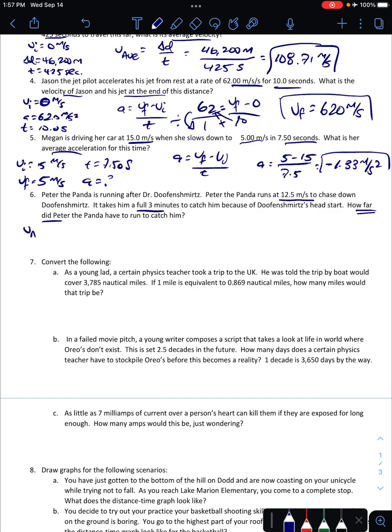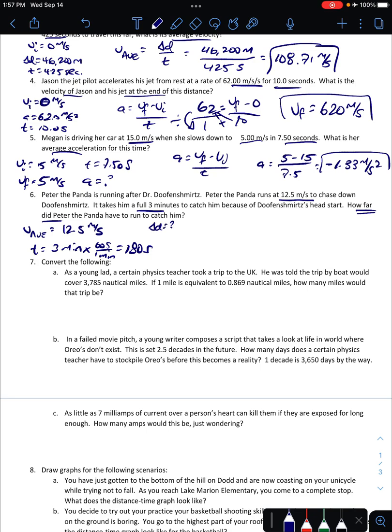All right, so our average velocity here, because it doesn't say anything different, is 12.5 meters per second. Our time here is 3 minutes. I already can see the problem there. Times 60 seconds in 1 minute, so that's going to be 180 seconds is how long it takes. How far? That's going to be delta D is what we're trying to find there.